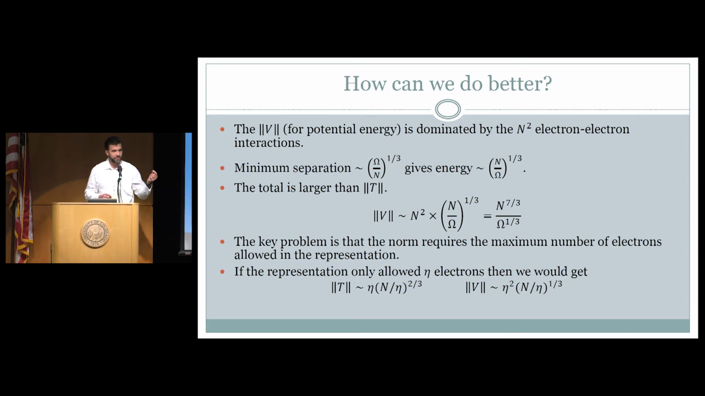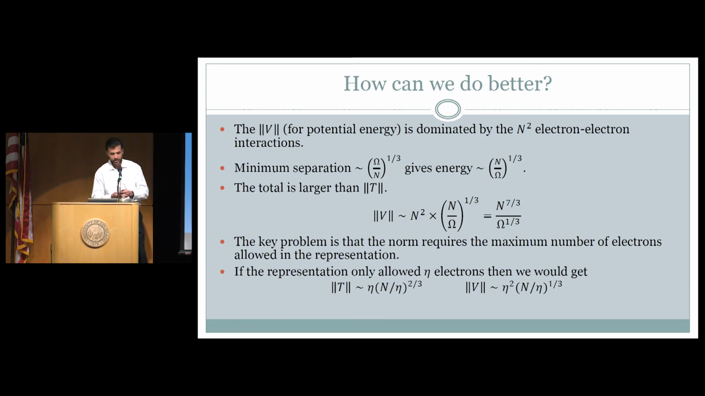So the reason why you have a large norm for the potential energy is that the representation you're using is allowing up to n electrons, where n is the number of orbitals. So your potential energy can have up to n electrons, and those electron-electron interactions can have energy that each goes roughly like n over the volume to the power of 1/3. So that gives you an overall norm that's going like n squared times n over omega to the 1/3.